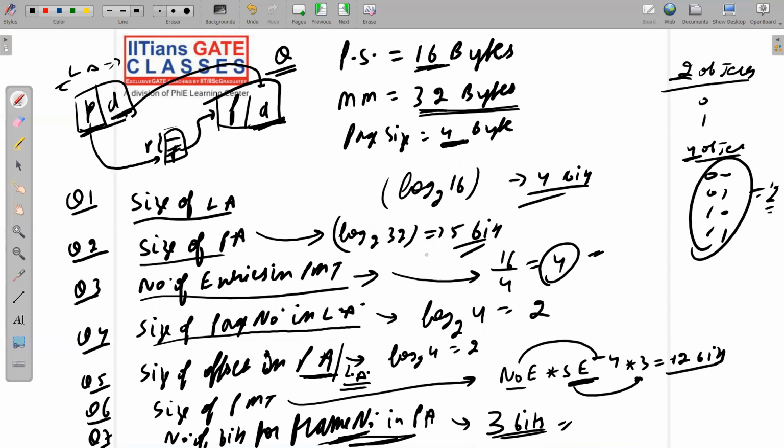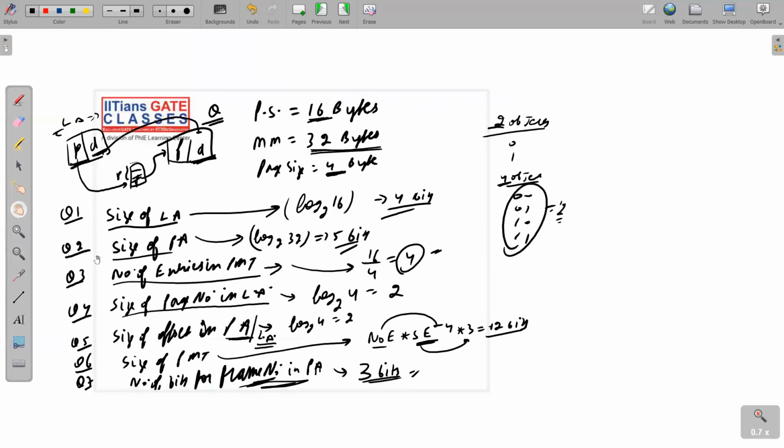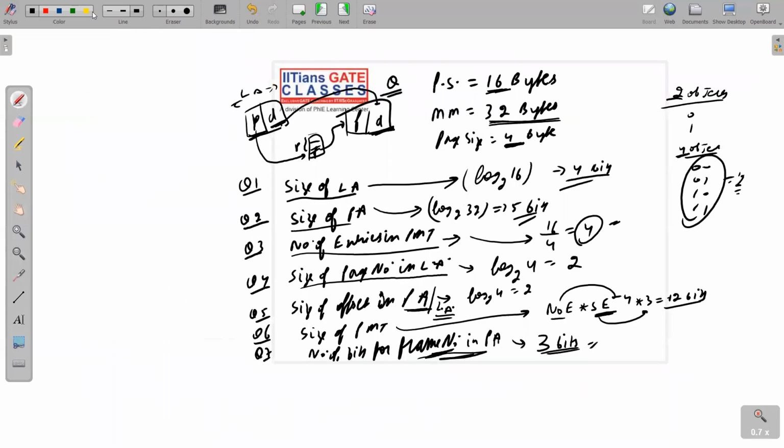Yes. Now I will tell you the generalized formula for everything. Let me give you the generalized formula, first for size of logical address. How are you going to calculate size of logical address? That will be log base 2 of process size.